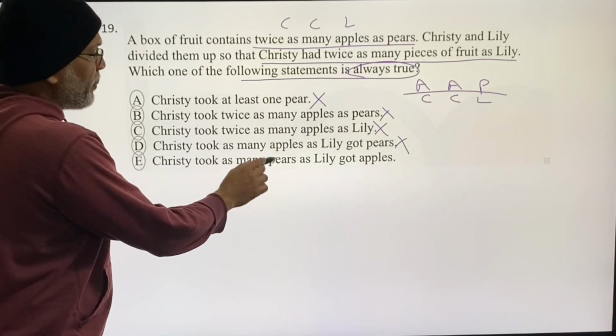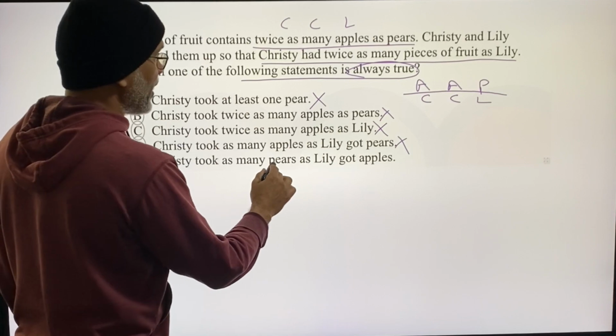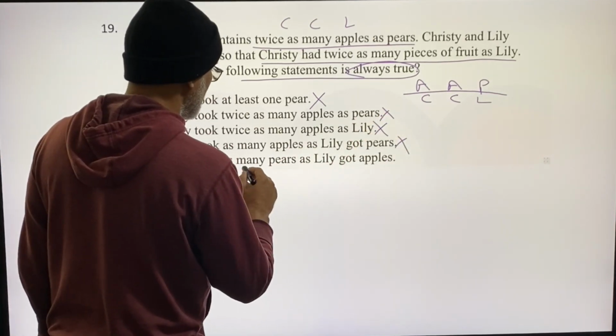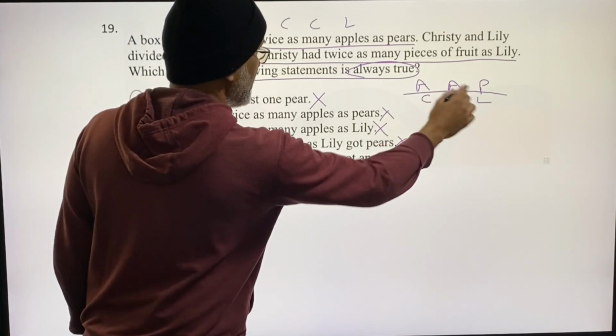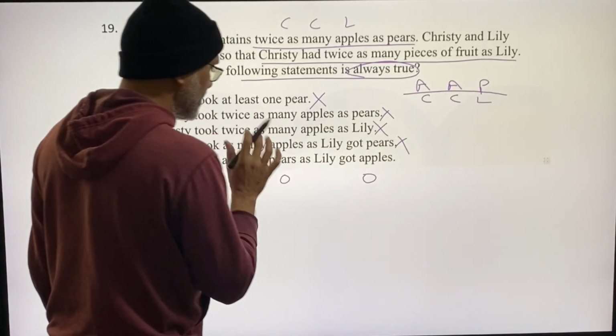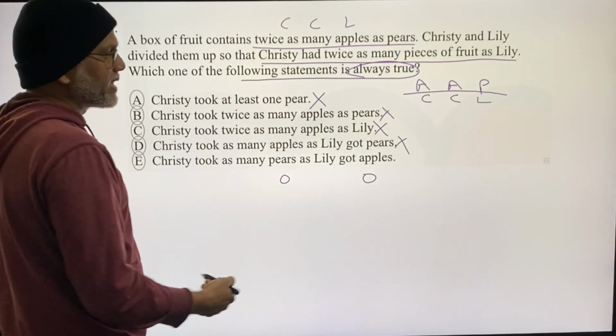Christy took as many pears as Lily got apples. So in this case, Christy got 0 pears and Lily got 0 apples. So it seems like this can work, but let me try a few more examples.